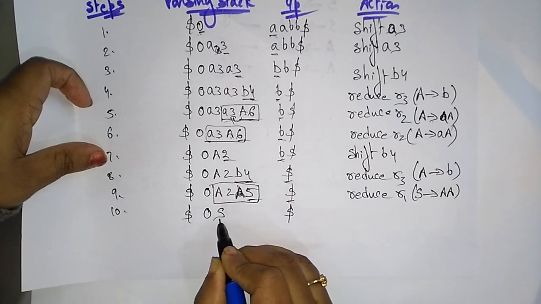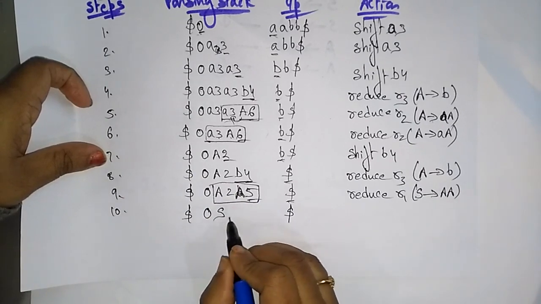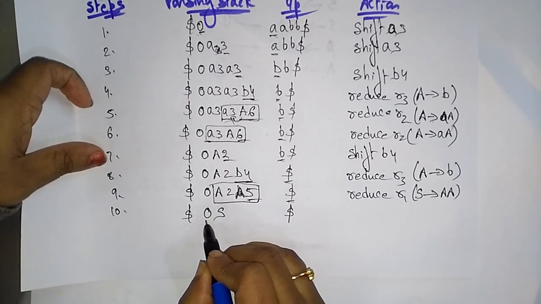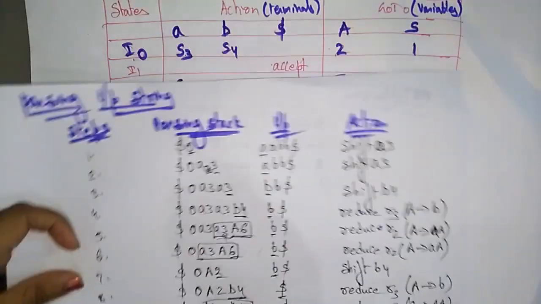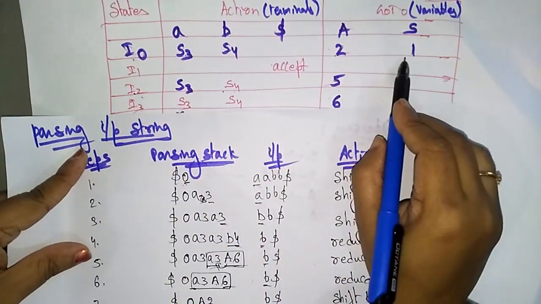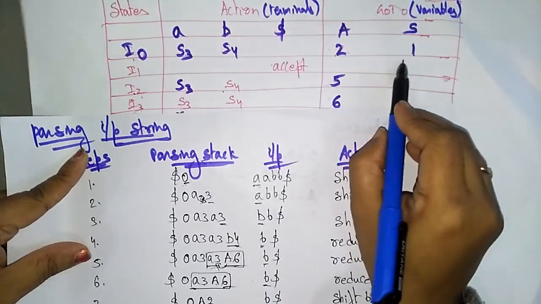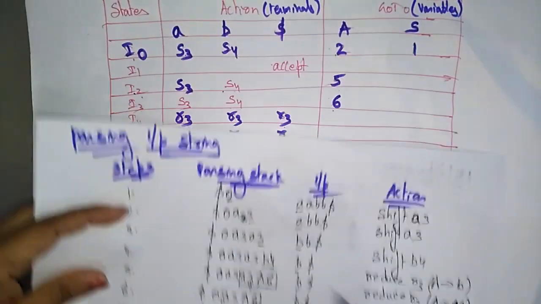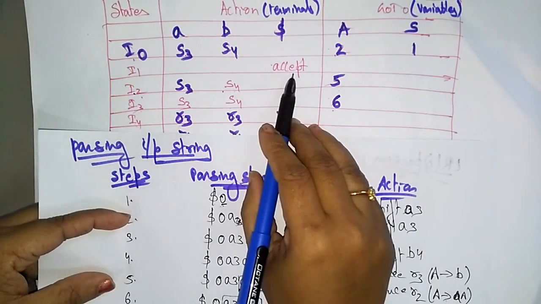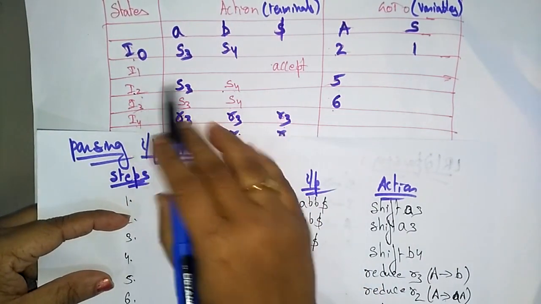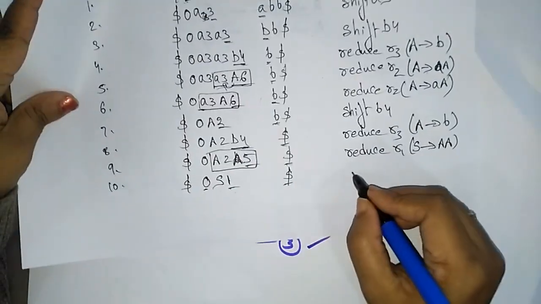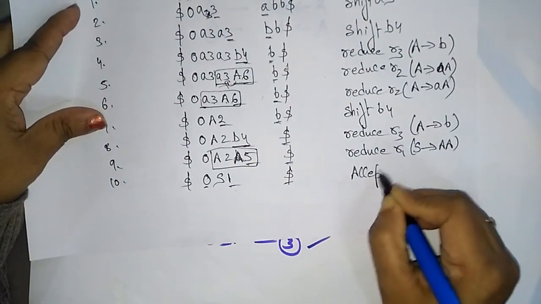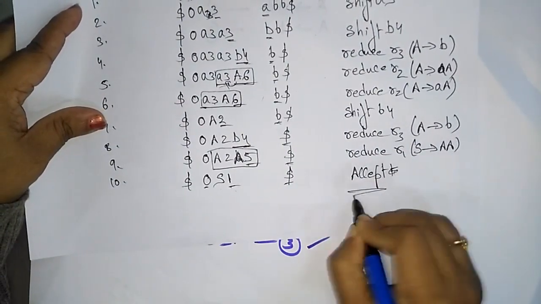Now check. Here S, there is no state after the S. So you have to check the state I0 and S. I0 and S is 1. So write 1. Now check 1 and dollar. I1 and dollar is accept. So finally the string was accepted.